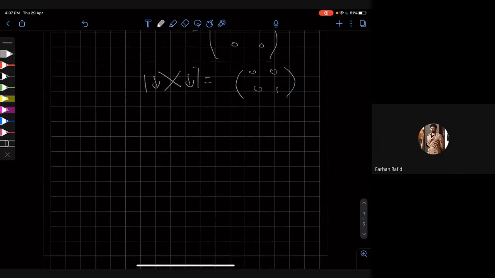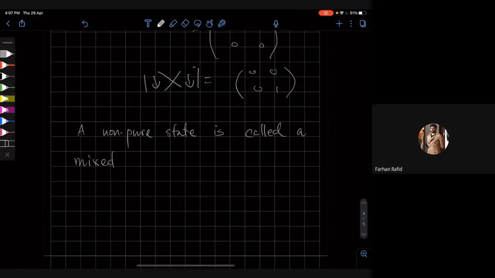A non-pure state is known as a mixed state. A non-pure state is called a mixed state. Okay.